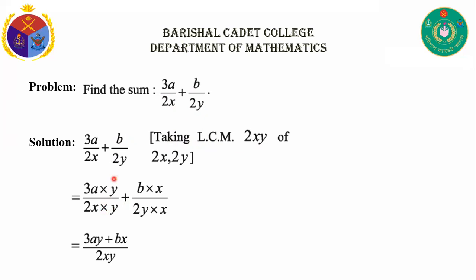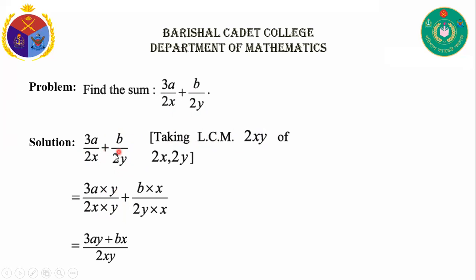That's why here is a quotient. We discussed what a quotient is in the previous class. Here the denominator is 2x and our common denominator is 2xy. So 2xy divided by 2x is y. So we have to multiply y in the numerator and denominator of this first fraction. So the denominator is 2x into y and the numerator is 3a into y.